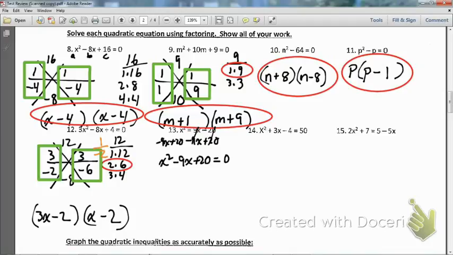Now, I check for a GCF. All I've got's a 1 there, so I'm not going to have a GCF. Check for a difference of squares. I got more than two terms, so I go into my star method.